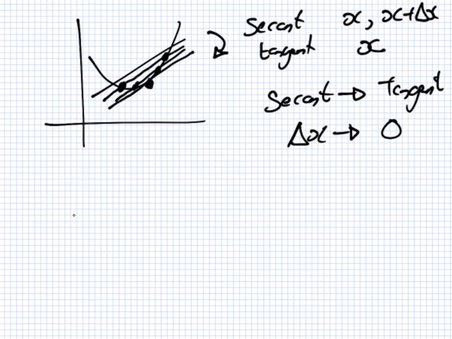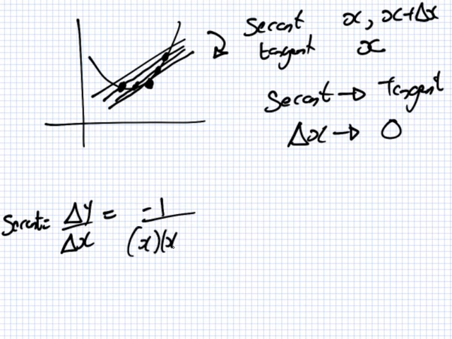So if we look back at the last example, what was it? Delta y over delta x, that's for the secant. That's equal to, what did I say, minus 1 over x times x plus delta x. What happens if we make the delta x move to 0? What are we left with? Minus 1 over x squared.